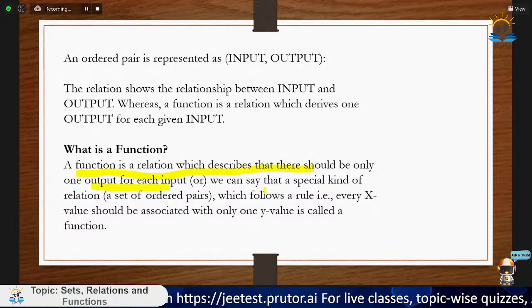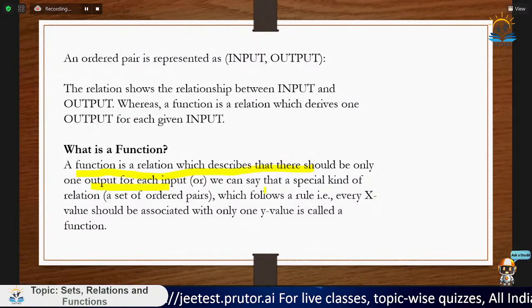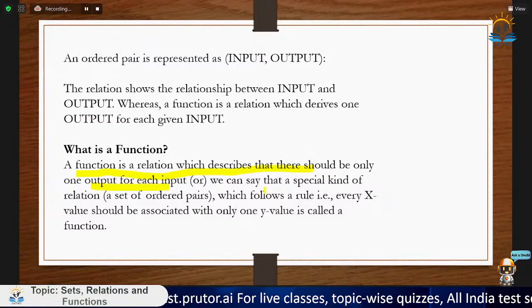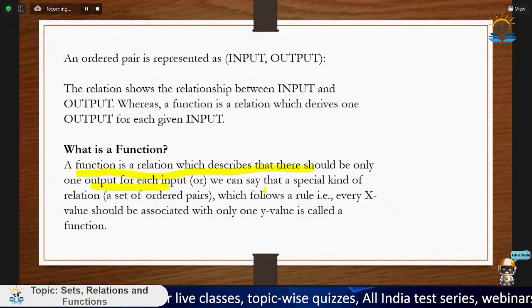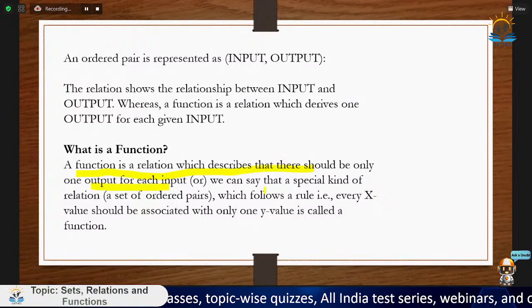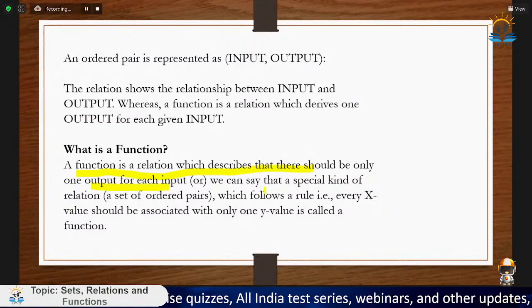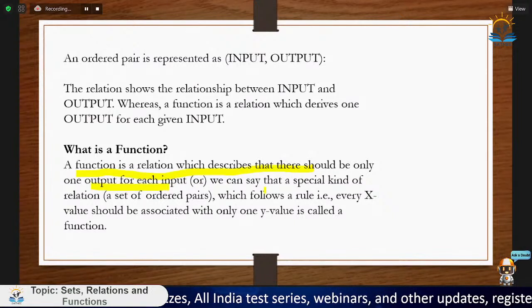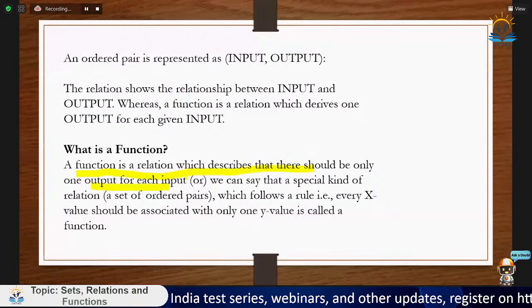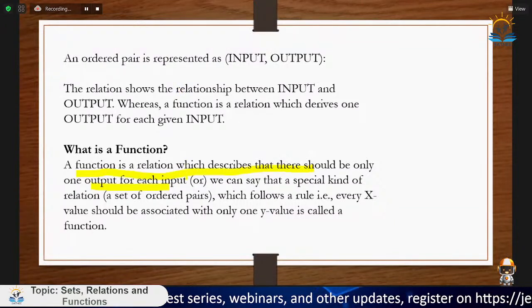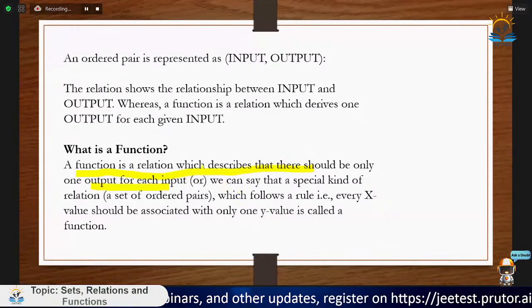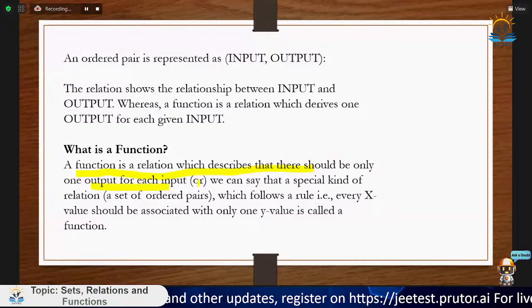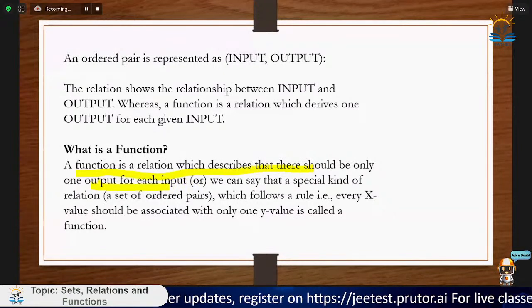If you are defining something, basically it's not a function, but just to say, in which x equal to minus 2 goes to y equal to plus 2 and also y equal to minus 3, means for one value of x you can't have two values of y. If it is so, then it is only a relation and not a function. So I think you got the difference between function and relation: there should be only one output for each input. For each value of x, there should be only one value of y.